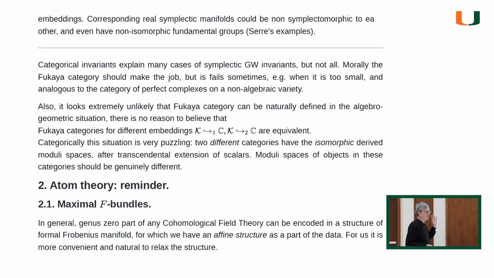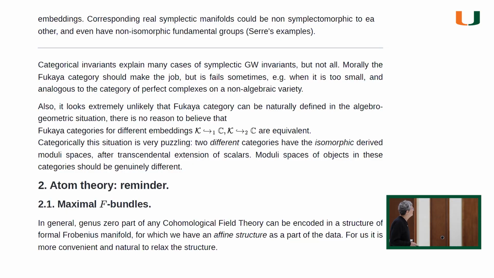From a categorical point of view, something very bizarre is going on. Different categories have, after extension of scalars, the same moduli spaces. What's going on, I don't really understand. Okay, now after this introduction or lamenting about many different things, I'll briefly remind you of atom theory, which I explained maybe too many times at this conference, but let me explain again.